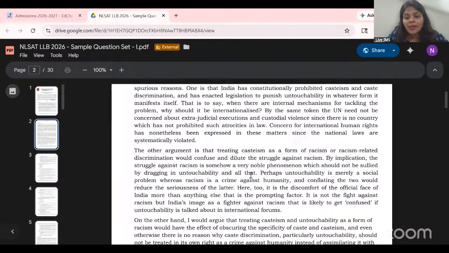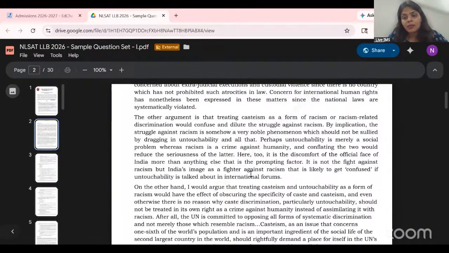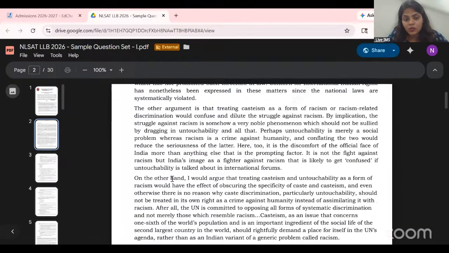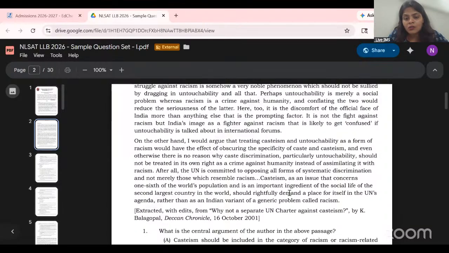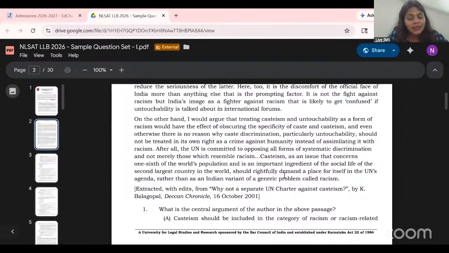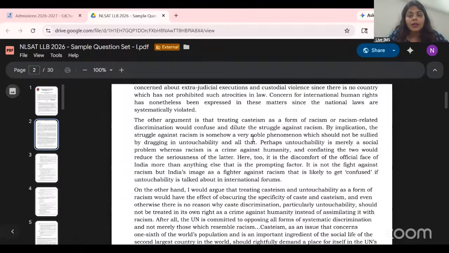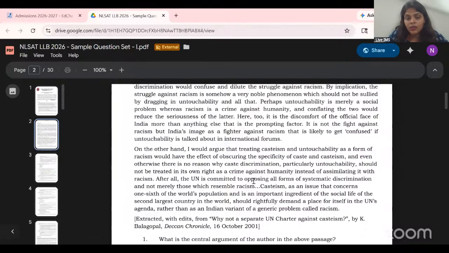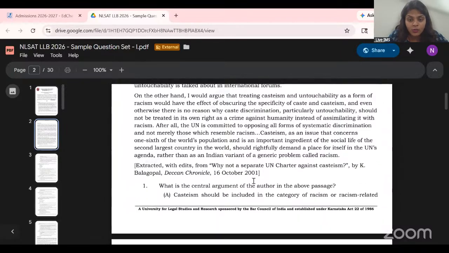Then you will see that the passage further moves on and discusses the author's viewpoint as well. On the other hand, I would argue. So you will also see the author's viewpoint here. Now, in order to read the passage, you will need 1 minute. So start having that reading habit, read different genres of articles. Read this passage in a minute and try to understand what it is talking about.